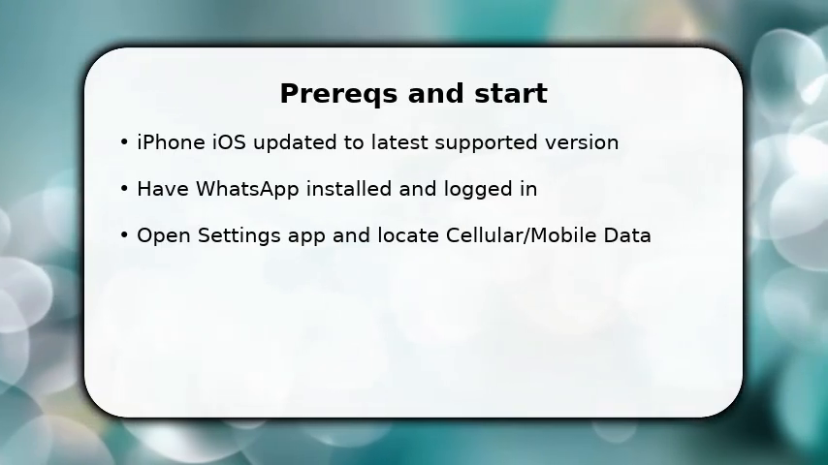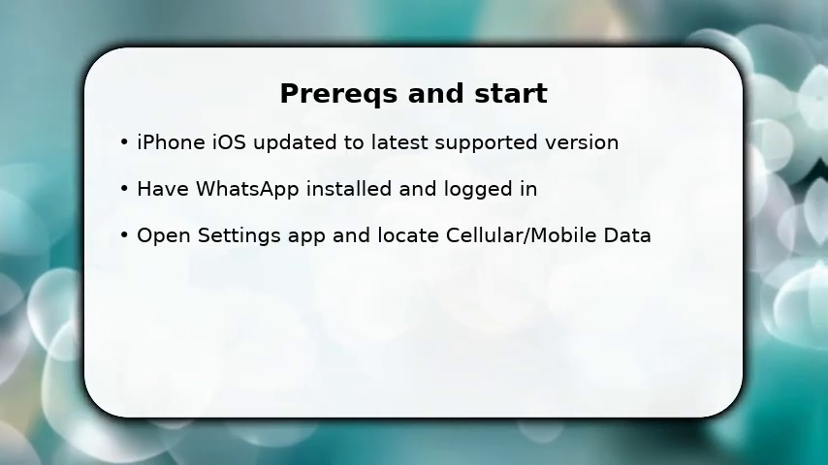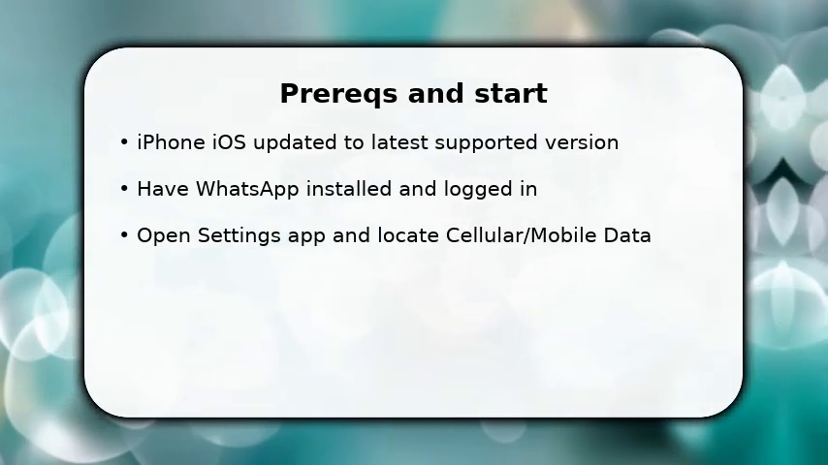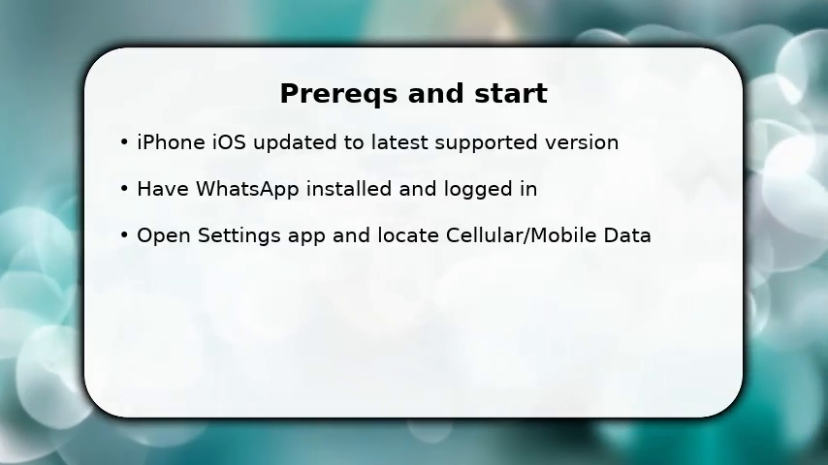Check iOS is current and WhatsApp is logged in. First, open Settings and tap Cellular or Mobile Data. Once there, scroll to the list of apps under Cellular Data Usage. This shows which apps can use mobile data.